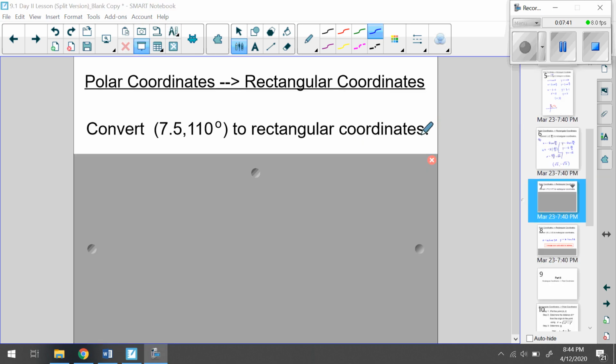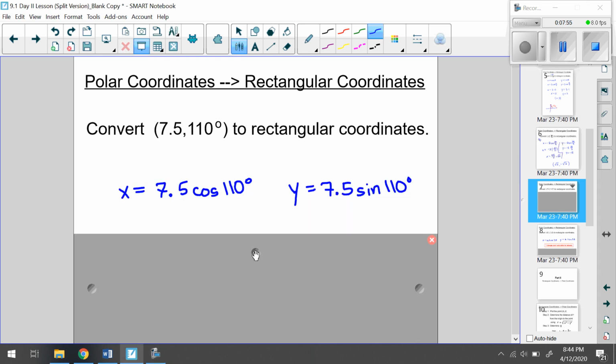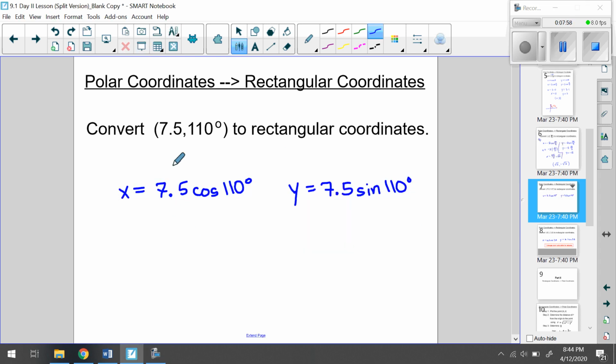Okay, here's our next example. The polar coordinate is 7.5 and 110 degrees. So this one you'll notice is a little different because 110 degrees is not an angle that's on our unit circle, not one that we're familiar with. The setup's still going to be the same. We'll still do 7.5, that's the r value, times cosine of the angle. And in this case, we don't know what cosine 110 is, so we're just going to grab our calculators. Since 110 is in degrees, you want to make sure your calculator is set in degrees. And so just multiply those together is all you need to do.